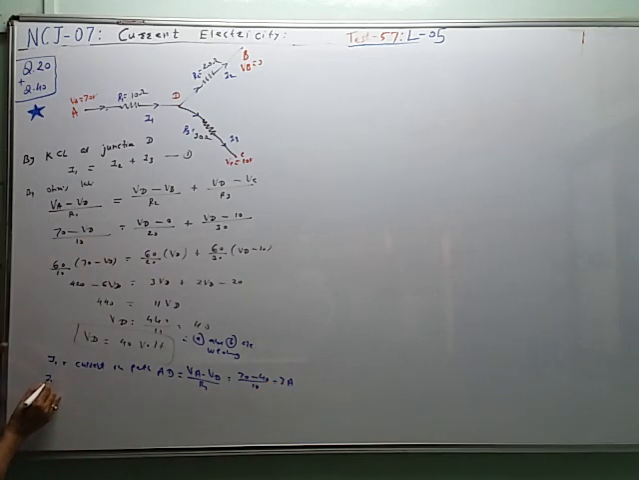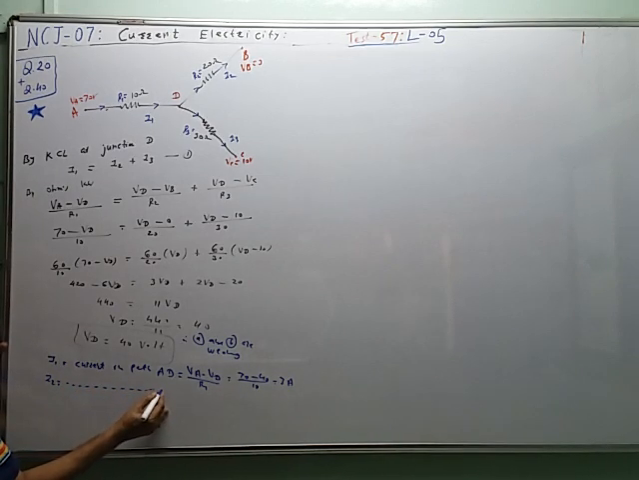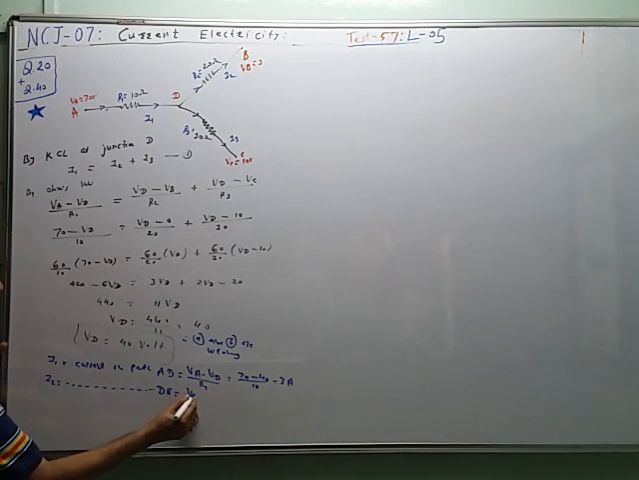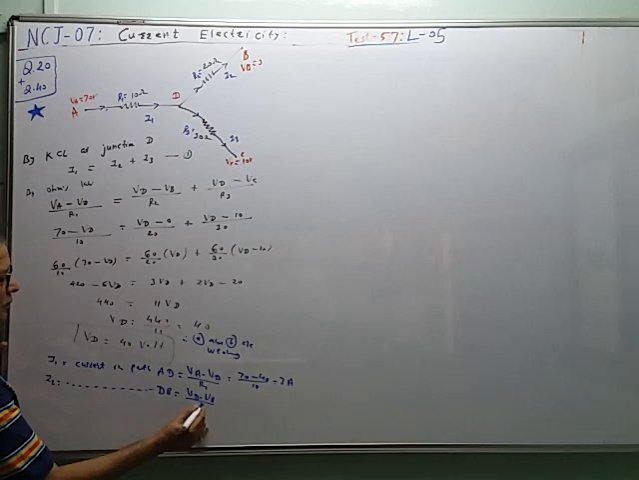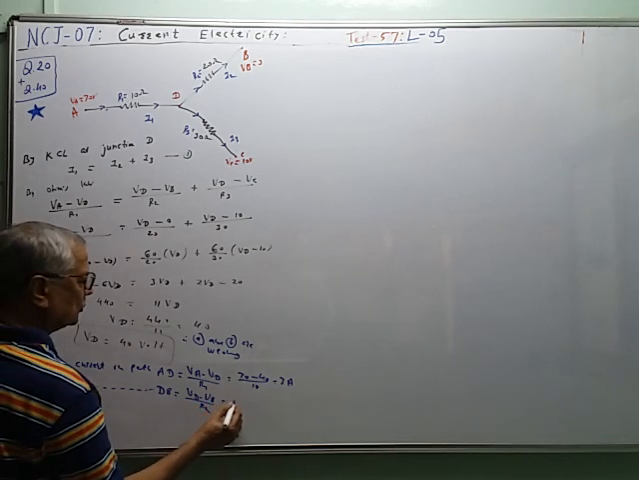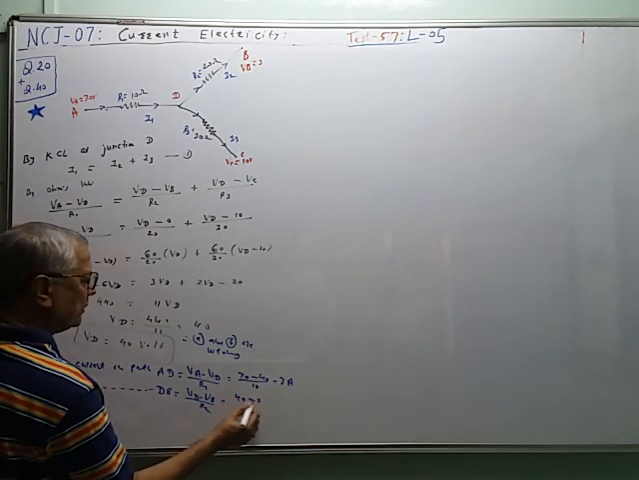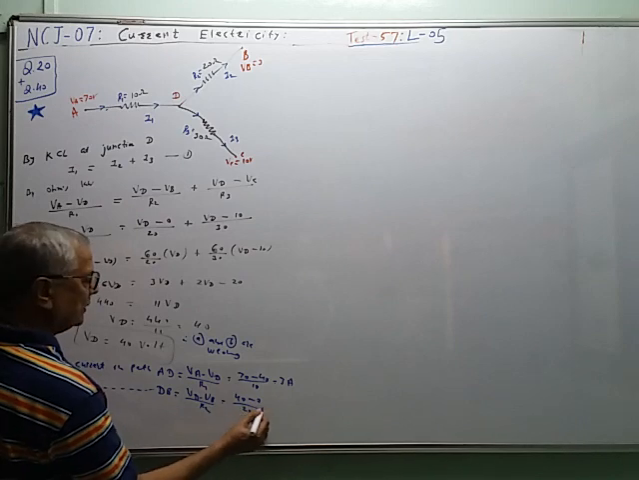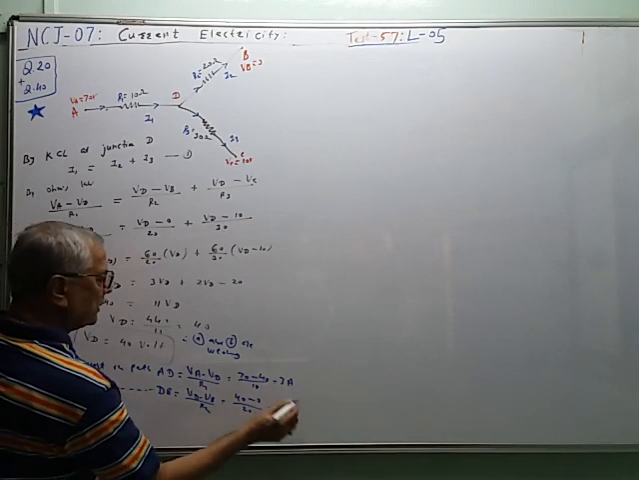I2 is equal to current in the path DB is equal to VD minus VB upon R2. So VD is equal to 40 minus 0 upon 20. So that is equal to 2 ampere.